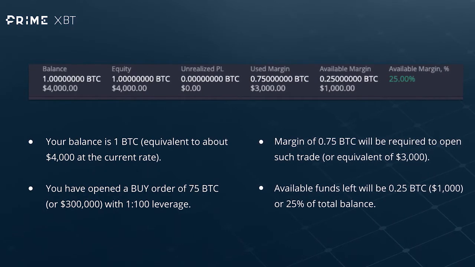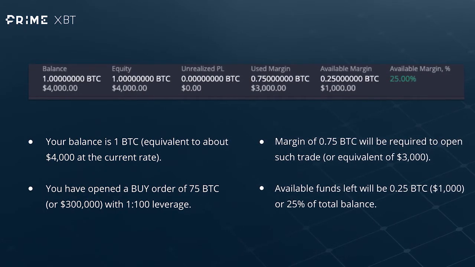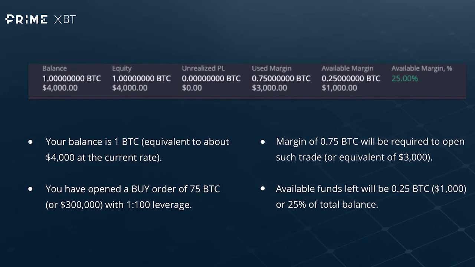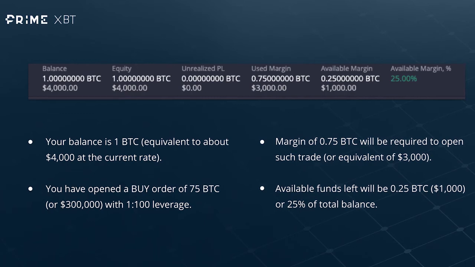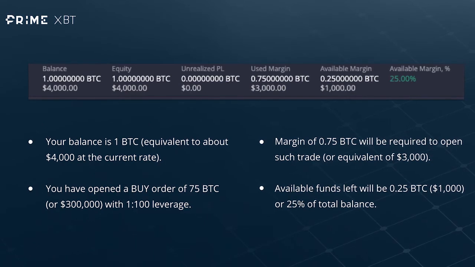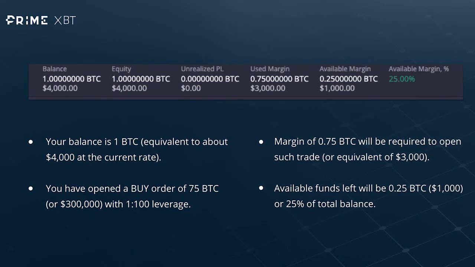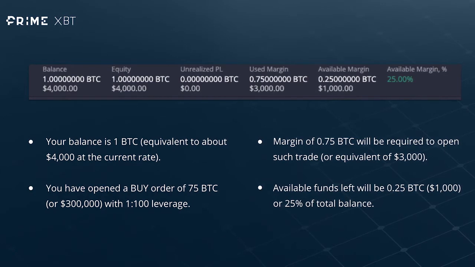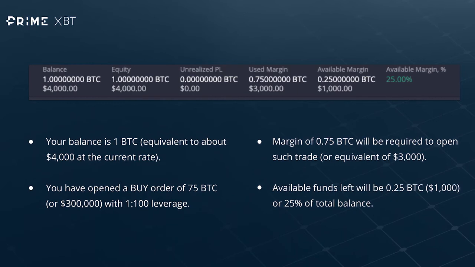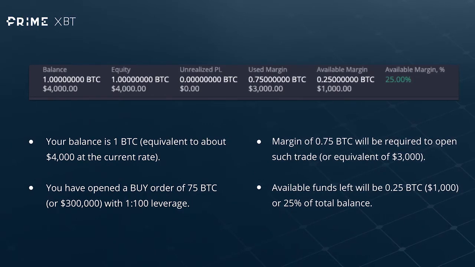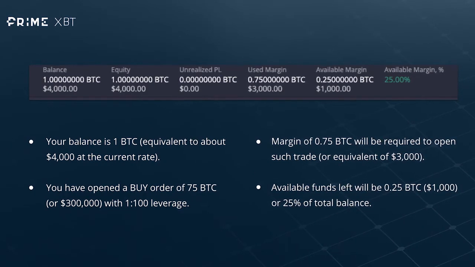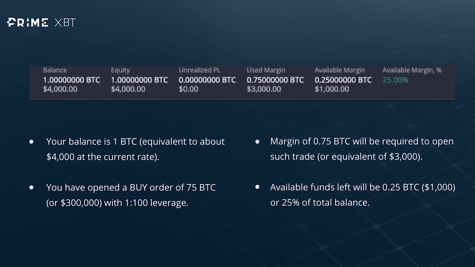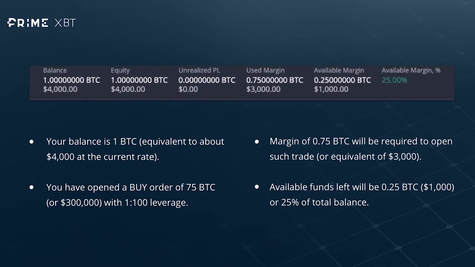The following information will be displayed in the trading terminal. Balance: 1 BTC, $4,000. Equity: 1 BTC, $4,000, plus profit or minus loss. Unrealized P&L: the current profit or loss will be displayed. Used margin: 0.75 BTC. Available margin: 0.25 BTC. Available margin percentage: 25%. If the price goes up, you will start making profits.